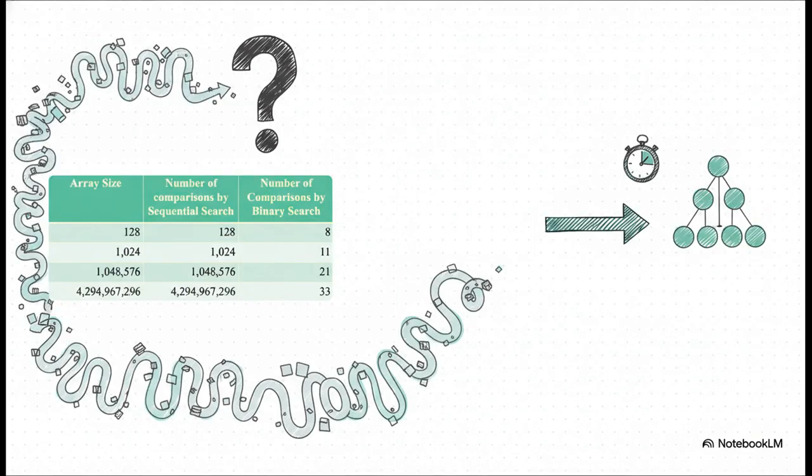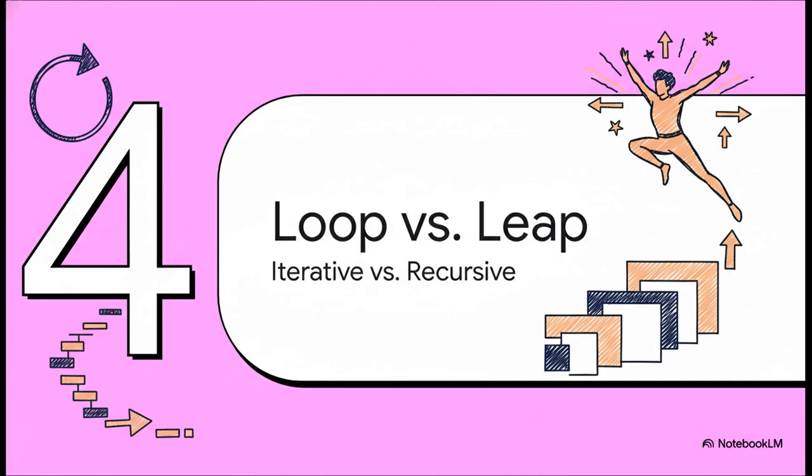And this right here is why it matters. Just look at these numbers. To find one item in a list of over 4 billion items, a sequential search might have to check all 4 billion of them. Binary search, it takes a maximum of 33 comparisons. 33! That is an absolutely mind-blowing difference in efficiency. It's just incredible.